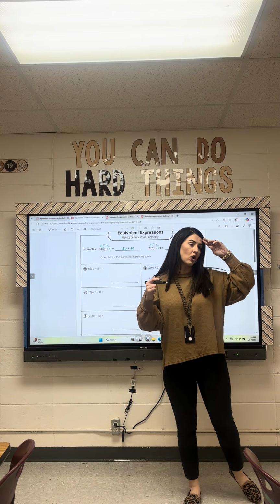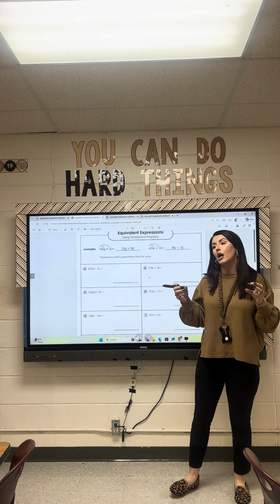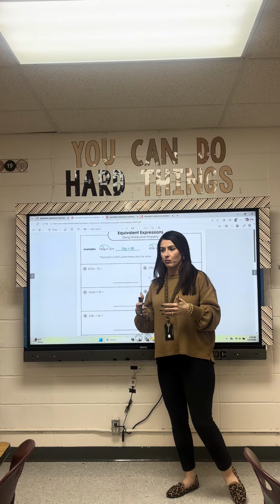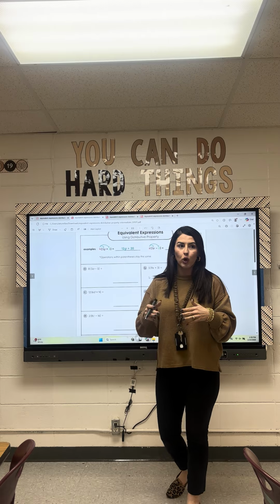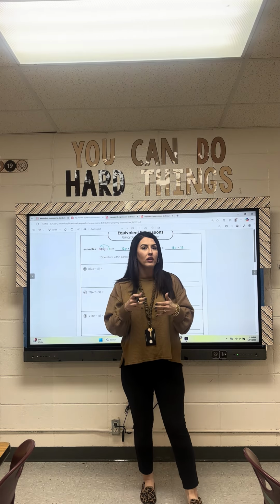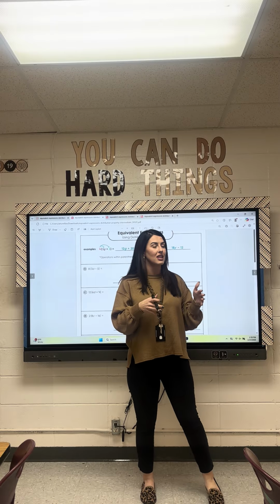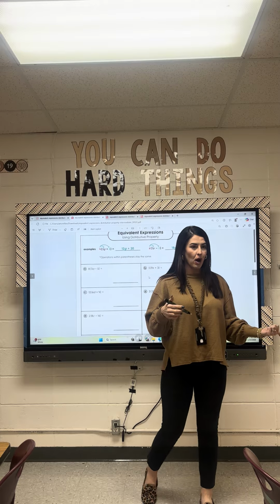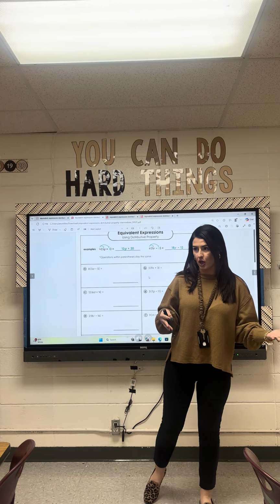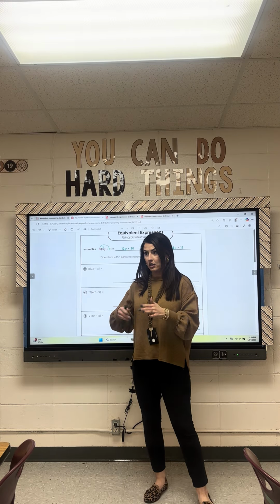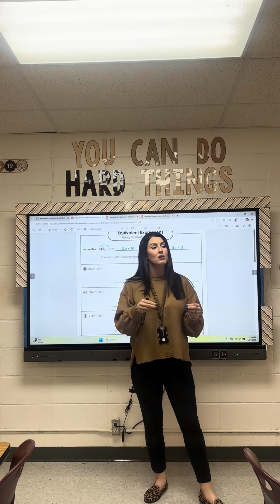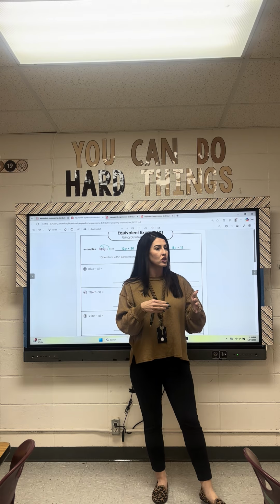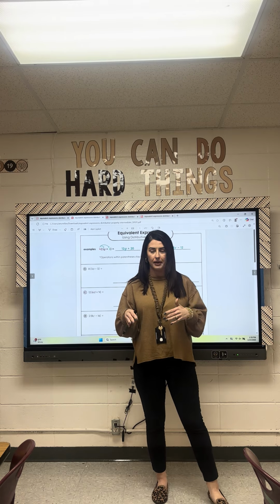Yesterday we talked about equivalent expressions, where we combined like terms. Today we're going to be making equivalent expressions using the distributive property. We did the distributive property at the beginning of the year, and we did it in 5th grade, so we should be good with that. We're just going to be applying it to variables, which is something we have not done yet, okay?